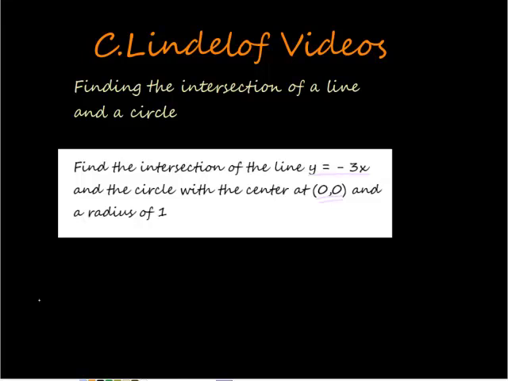Okay, today we're going to be trying to find the intersection of a line and a circle. The problem that we're going to actually be working on today is: find the intersection of the line y equals negative 3x and the circle with the center at (0, 0) and a radius of 1. And hopefully you can see here that they did not give us the equation of this circle, so we need to find this.